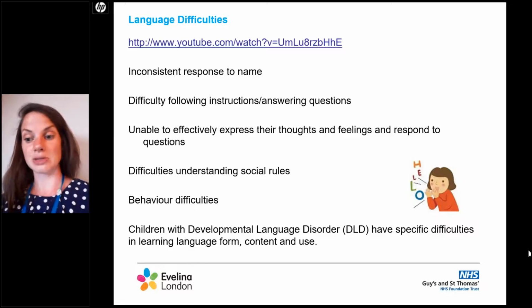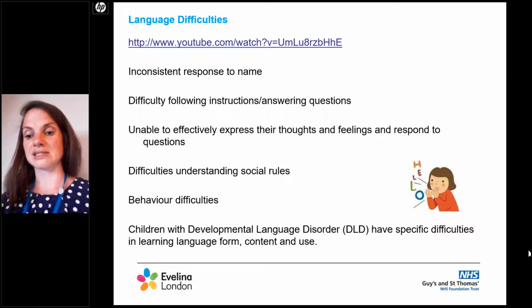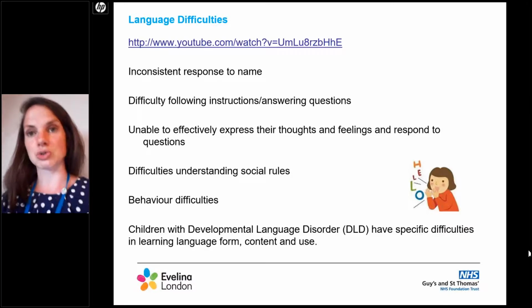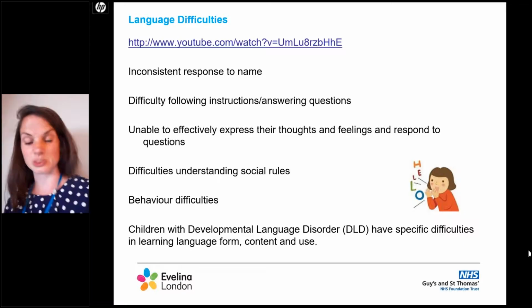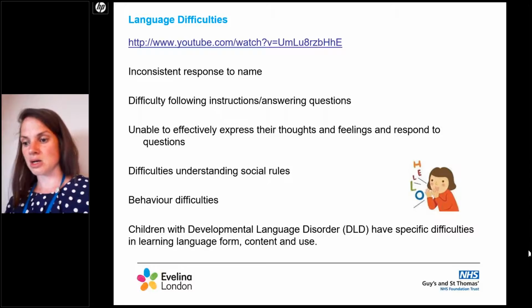Children with developmental language disorder, so that's DLD, they have specific difficulties in language form, content, and use. And these are the children who don't have any other diagnosis. So they've just got specific difficulties with their language learning.